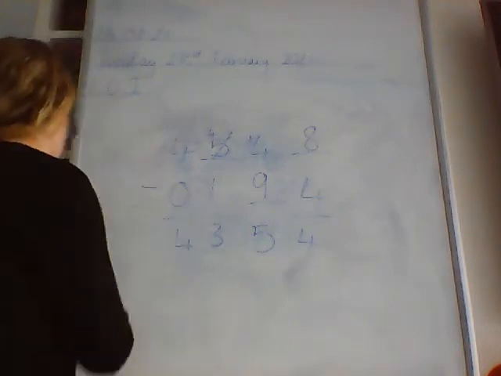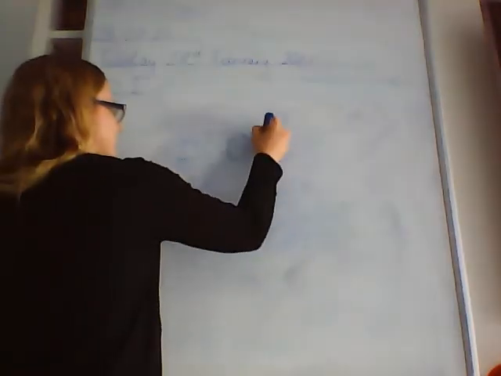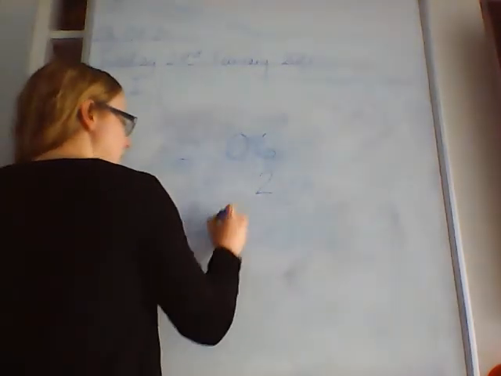Okay, let's now do a last look at multiplication. So we're going to have a look at this one first. Something 06 times by 2 gives us 412.